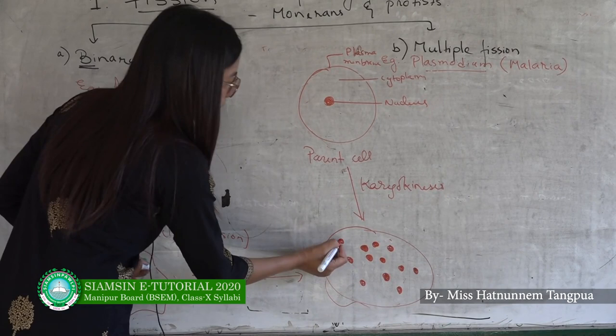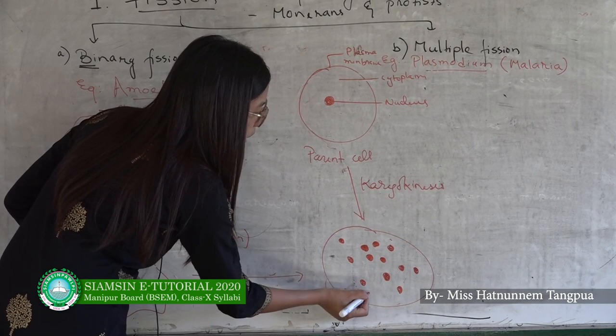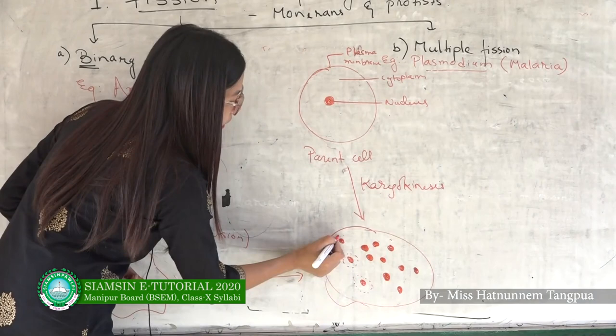After some time, each nucleus will start forming a wall around it, a cell wall forming around each nucleus.